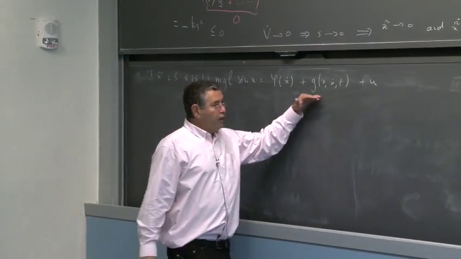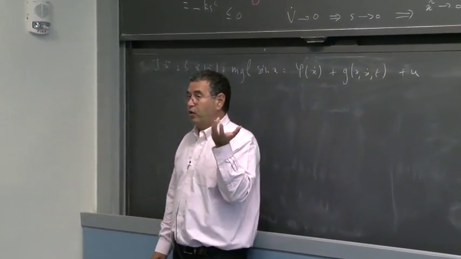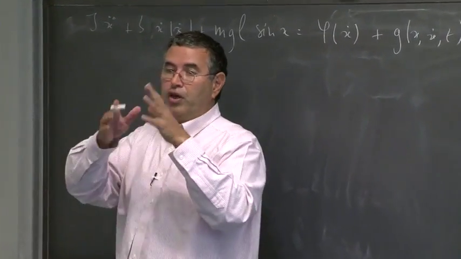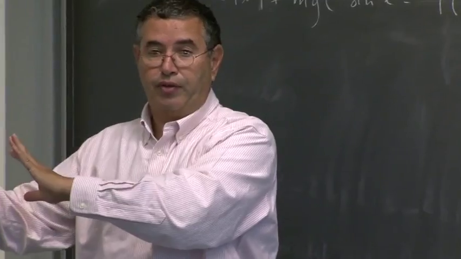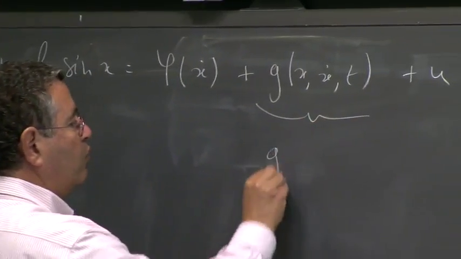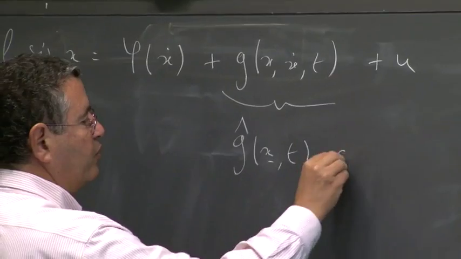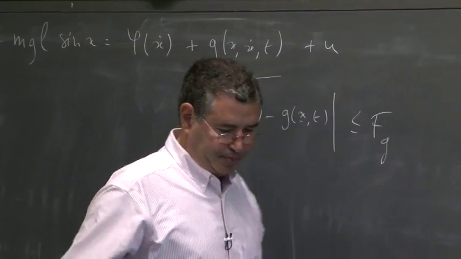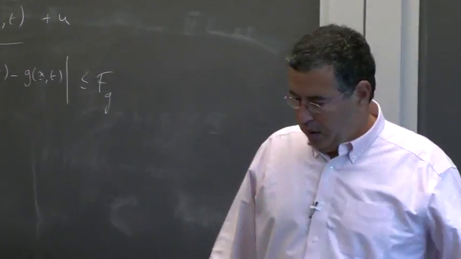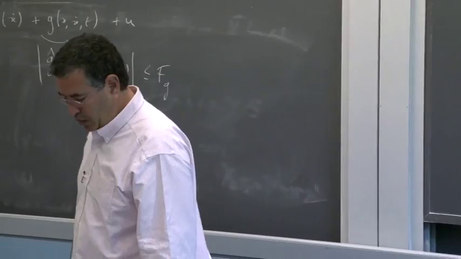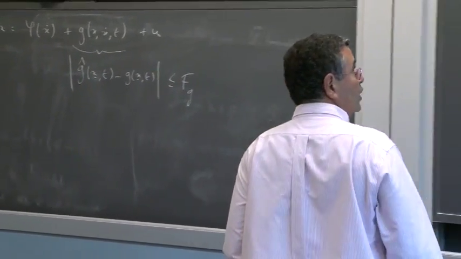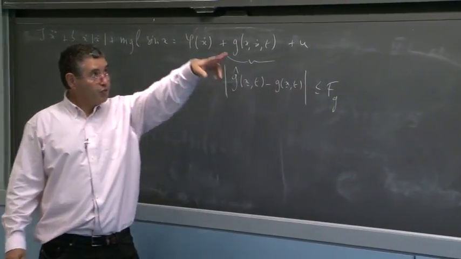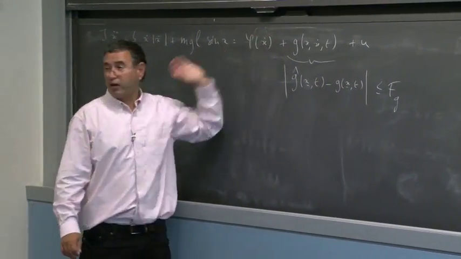So you see, here you have put a little more information about your system. You've said in this residual term small f, it's really something which depends only on velocity plus something else, right? And the something else, again, we can bound as g hat minus g is less than some f. Let's call it f sub g. And this f sub g, of course, is smaller than the previous f, right? Because we've extracted this term here.